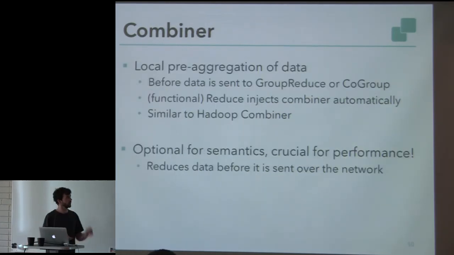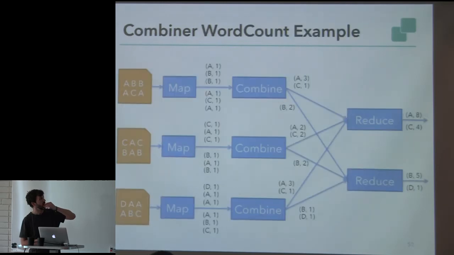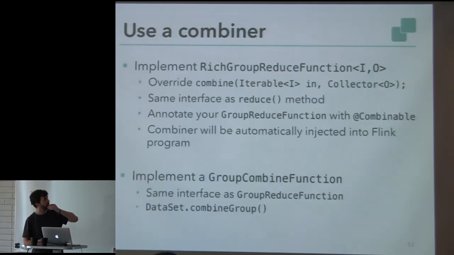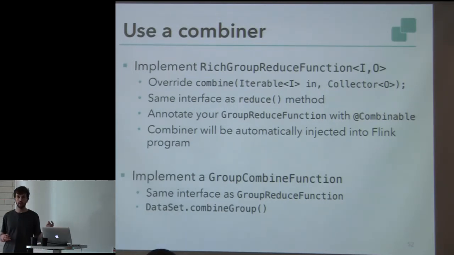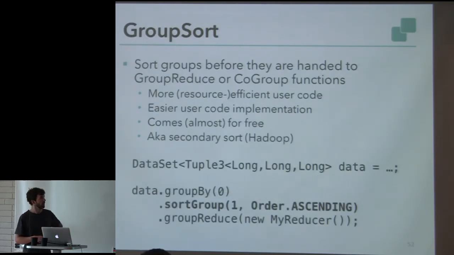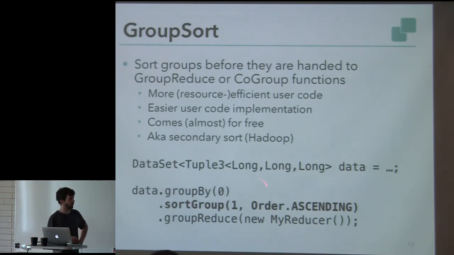Then of course we have combiners, and combiners you already know about. In Flink you have explicit control over how your combiner should look. So you can implement this rich group reduce function, for which you can specify a combine function. And you can specify the sorting, which is performed internally in Flink when you group elements. You can directly specify the sorting, so you don't have to do it in user code.